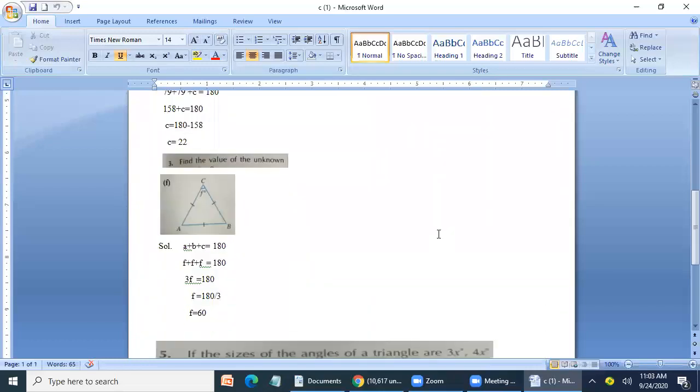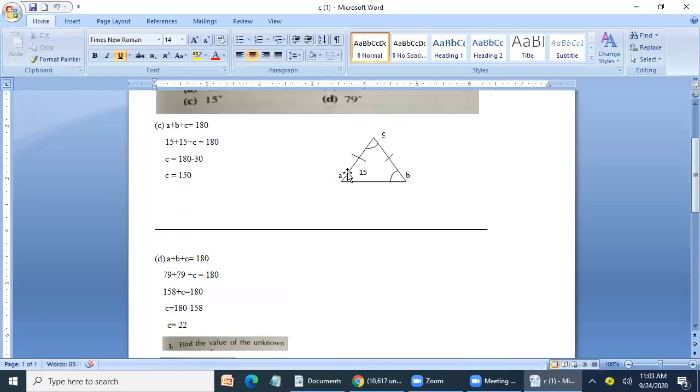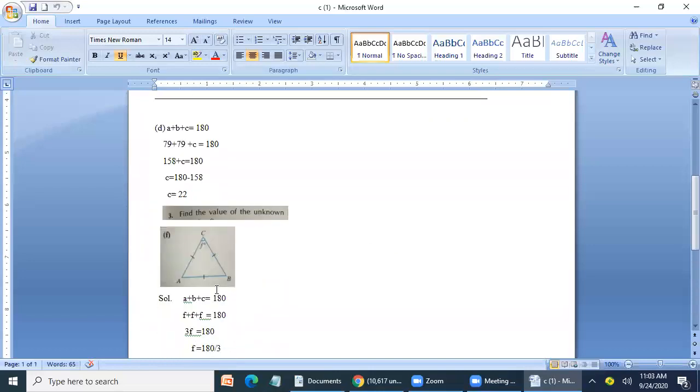Now moving on to the third question, which is find the value of the unknown. We have been given this triangle in which we have to find the value of the unknown, and the unknown is f. As you can see here we have three lines, 1, 2, 3. In this way we have three lines which show that these three sides are equal.